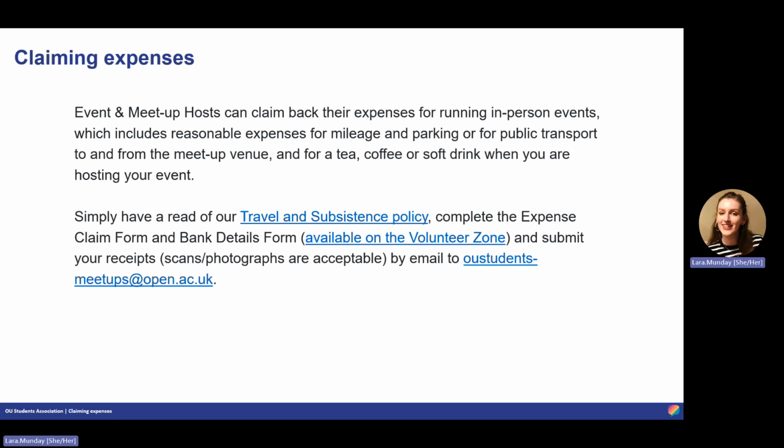So as a face-to-face event and meetup host, you can claim expenses when you're running in-person events. So this includes reasonable expenses for mileage and parking or for public transport to and from the meetup venue, and for tea, coffee, or soft drink when you're hosting your event. So in order to do this, have a read of our travel and subsistence policy, which is on the volunteer zone. There's two forms for you to complete: an expense claim form and the bank details form.